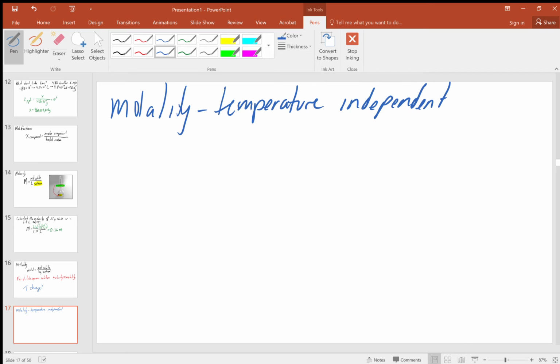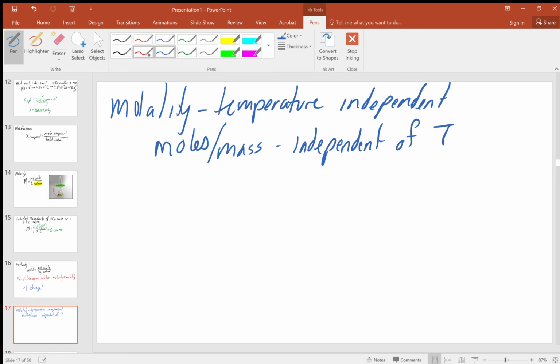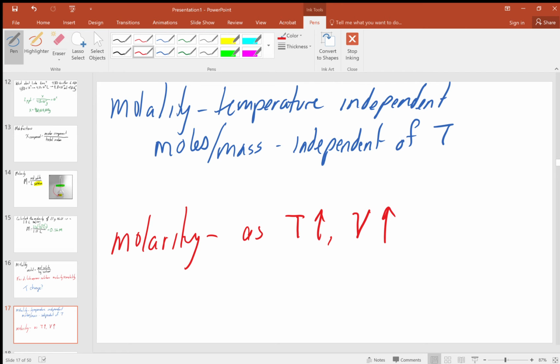And that's because moles is mass dependent, and mass itself are both independent of temperature. But what about molarity? For molarity, in most cases, as the temperature increases, volume increases, and therefore molarity decreases.